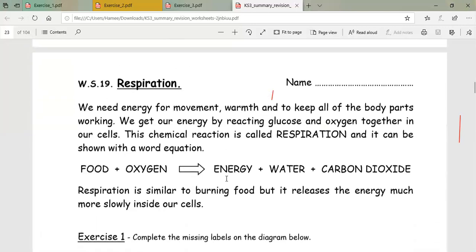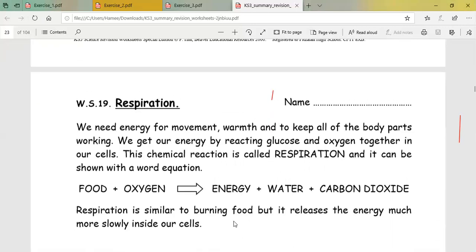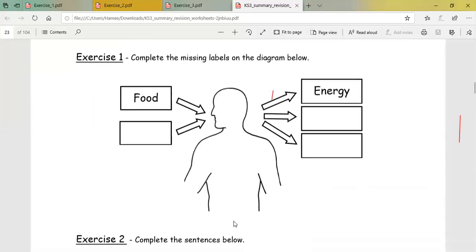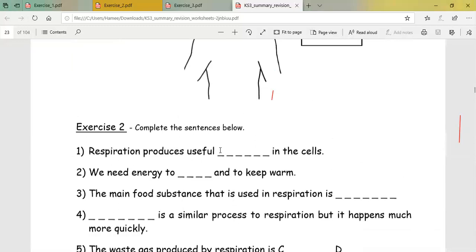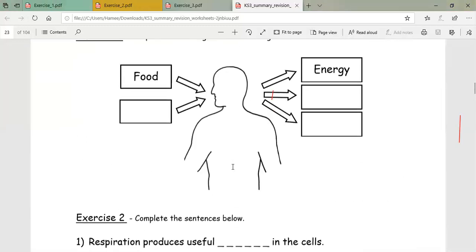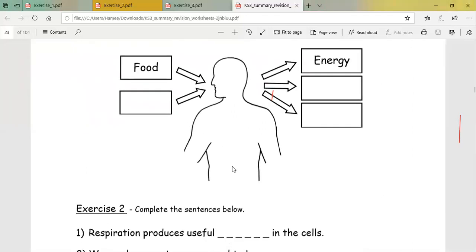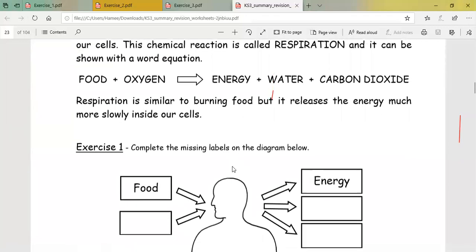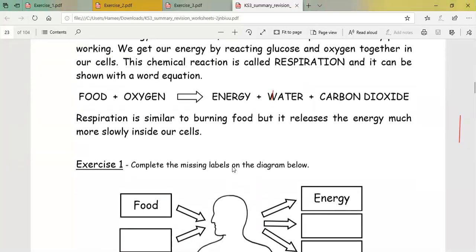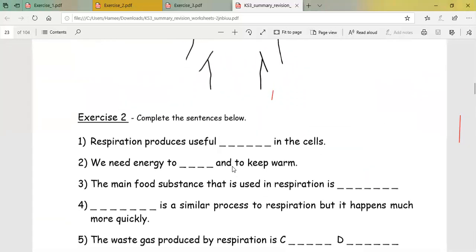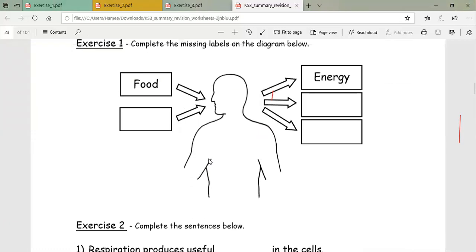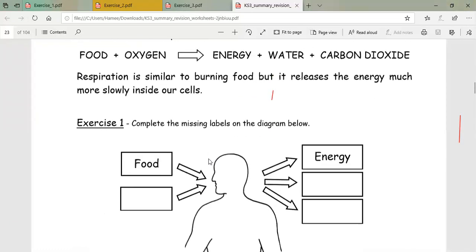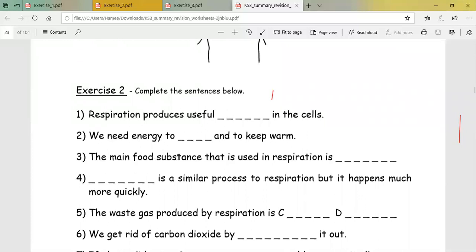So this is all we have for breathing and respiration. I think we already did it several times before. Respiration produces useful energy in the cell. We need energy to grow and to keep warm, or to carry on activities in the body. The main food substance that's used in respiration is glucose.